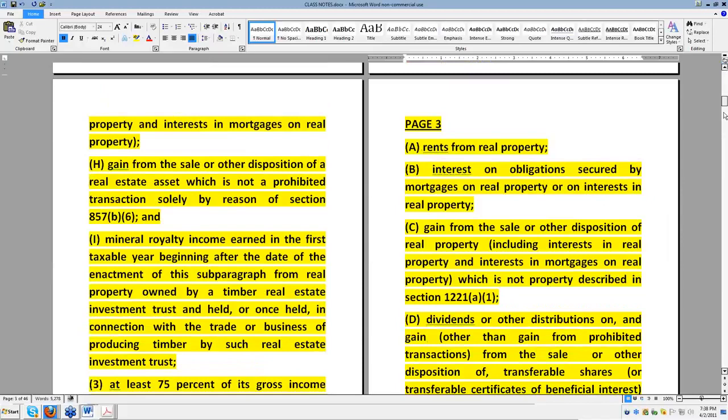From A, rents from real property. B, interest on obligations secured by mortgages on real property or on interest in real property. C, gain from the sale or other disposition of real property, including interest in real property and interest in mortgages on real property, which is not property described in Section 1221(a)(1).